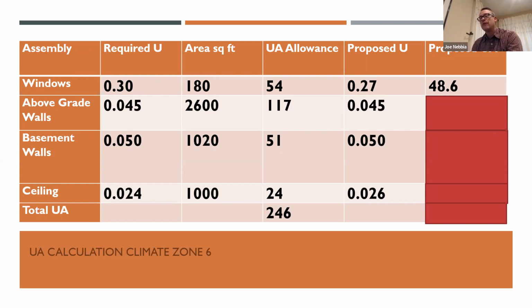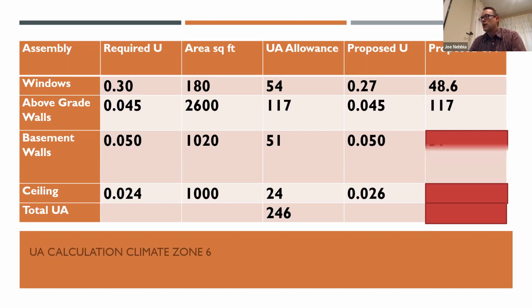But because I don't have comparatively a lot of square footage, that has a small impact compared to, say, really beefing up my walls or something like that, which would have a bigger impact on my UA flexibility. Above grade walls, I'm going to stay with the recommended amount of R20+5, and I've got a 0.045 U factor, 117 again is my proposed UA. Same thing with the basements. I'm going to put in the code required amount and end up with a proposed UA.